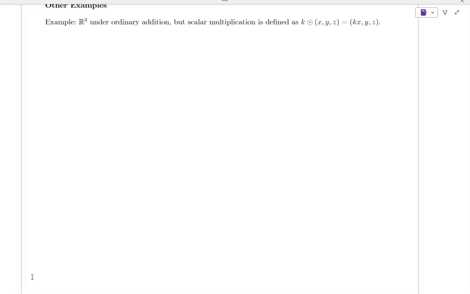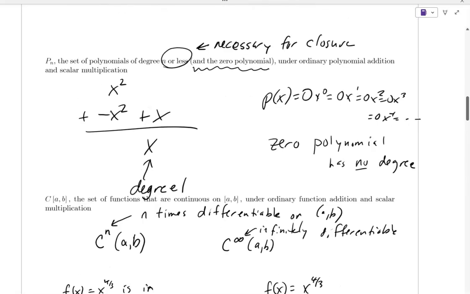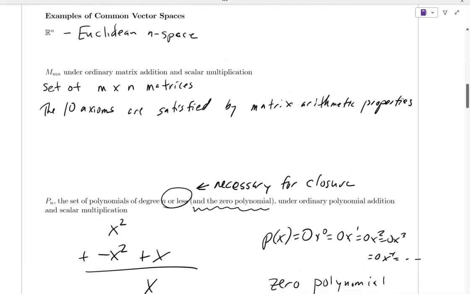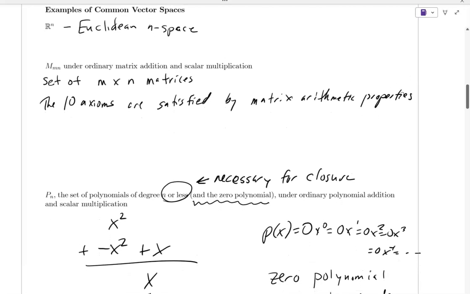But again, the idea for being able to abstract is to be able to treat other things like they are vectors. The examples that we talked about last time, besides Euclidean vector space, is a set of n by n matrices. If we look at the arithmetic properties of matrices under addition and scalar multiplication, they satisfy all 10 of those properties. So that would be a vector space, and in that space, your matrices are vectors.